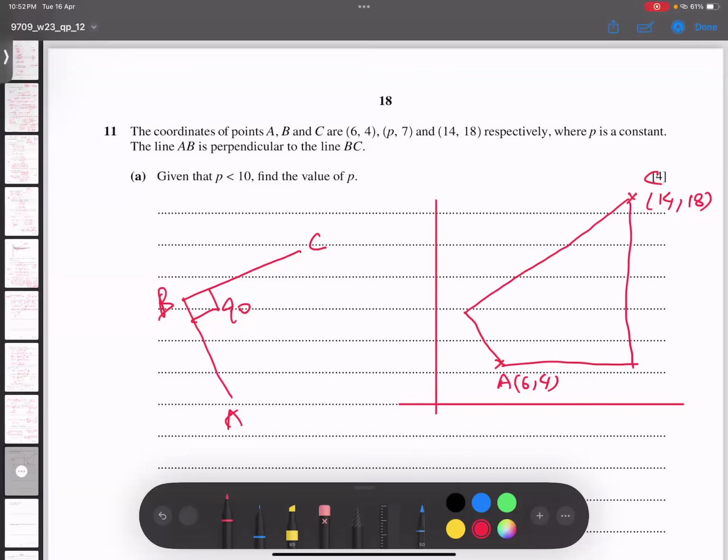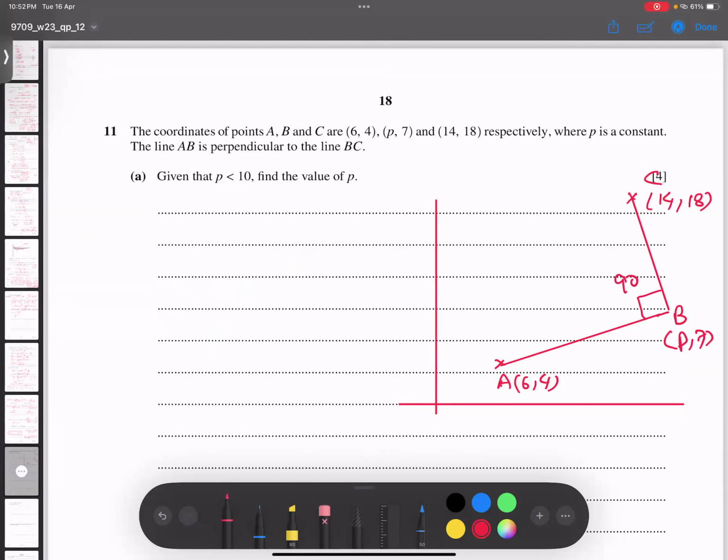So it depends upon the situation. The y-value 7 is bigger than that, so most probably I can take it even here also, no problem. Anyway, this is the B coordinate and the B coordinate is P7, and here is 90 degrees. So this can be in any format. We'll just make a rough idea.